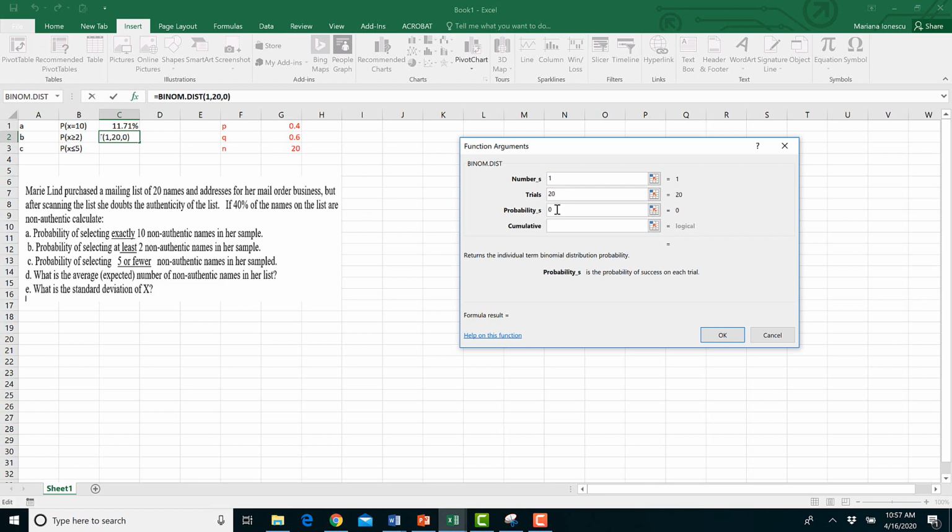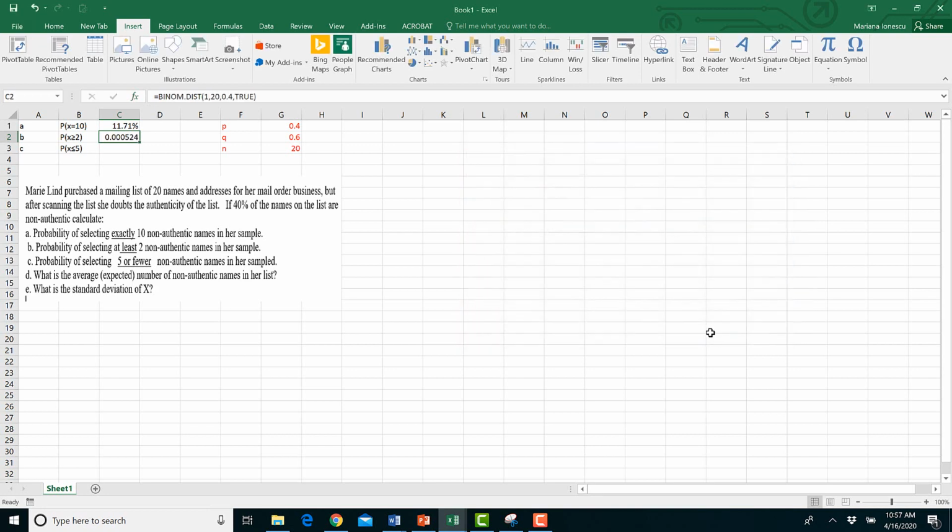Probability is decimal 4. And we are looking for cumulative. Yeah, can be 0 or 1. So in this case, it's true. So this probability is decimal 0.05. But again, the real probability, because we are looking to be greater or equal to and not less than 1, will be 1 minus this value. So this is our probability.